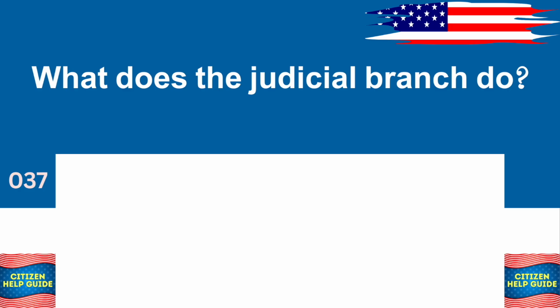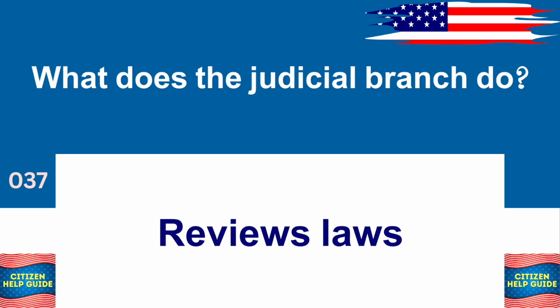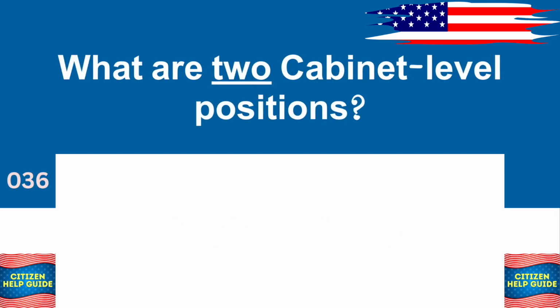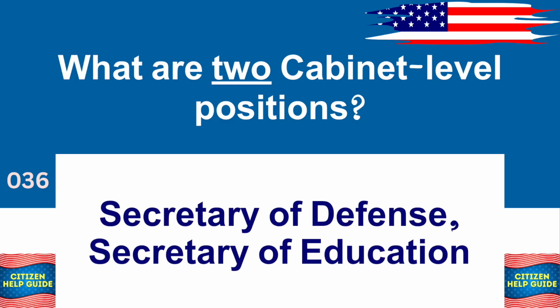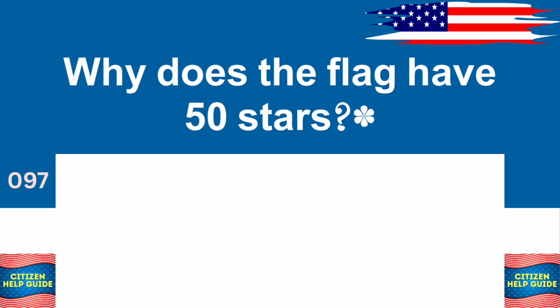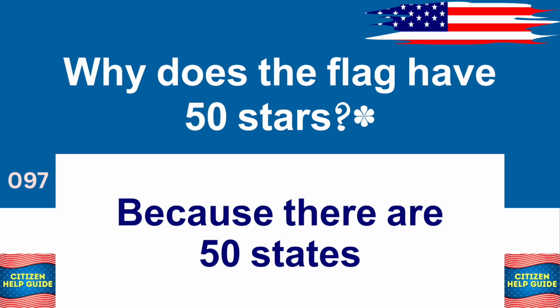What does the judicial branch do? Reviews laws. What are two cabinet-level positions? Secretary of Defense. Secretary of Education. Why does the flag have 50 stars? Because there are 50 states.